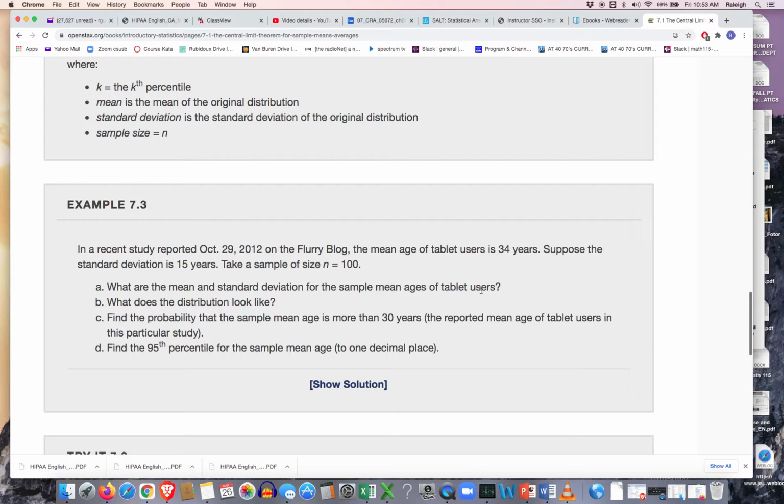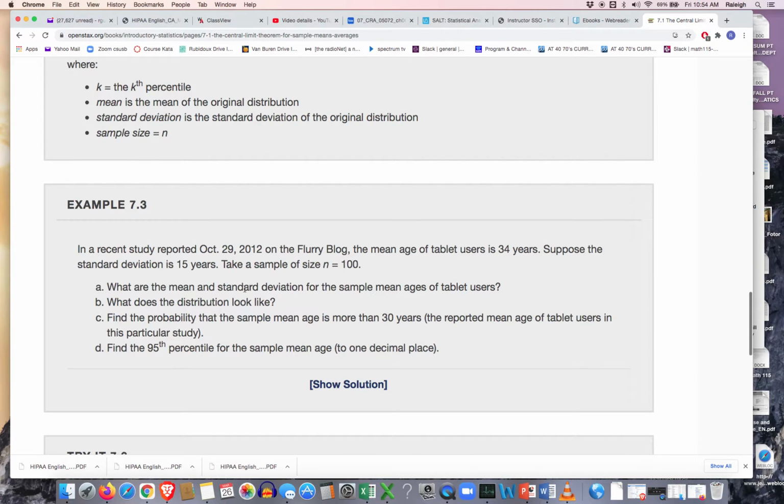Well, the mean is exactly the same. Don't touch it. It's perfect as it is. However, sigma, 15, is now divided by the square root of 100. 100 is my favorite number because the square root of 100 is 10. Dividing by 10 is a piece of cake. 15 over 10 is 1.5. Your standard deviation for this set is 1.5.